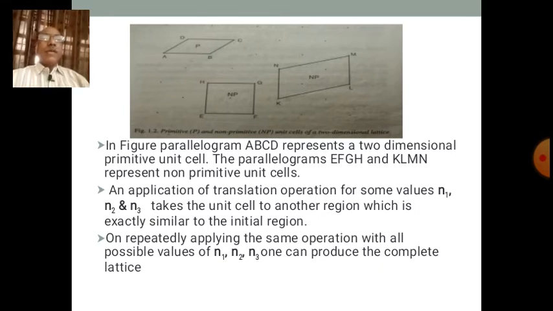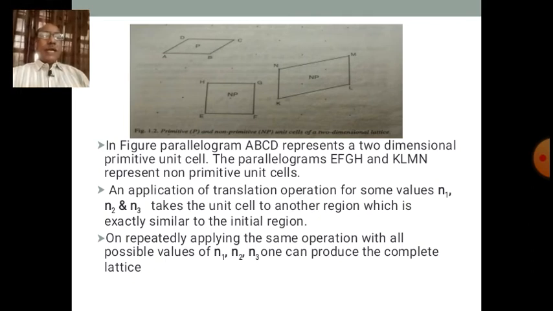Similarly, in case of EFGH, you can find 1 lattice point at the middle of the unit cell. So, the effective number of lattice points per unit cell in both the cases is greater than 1. An application of translation operation for some values N1, N2 and N3 takes the unit cell to another region which is exactly similar to the initial region, isn't it?